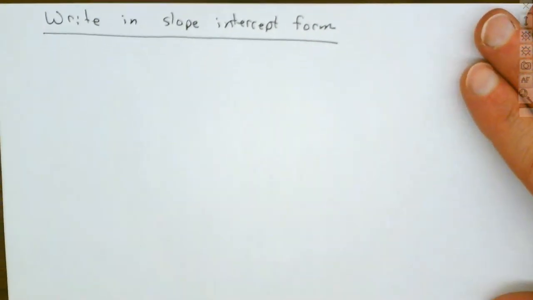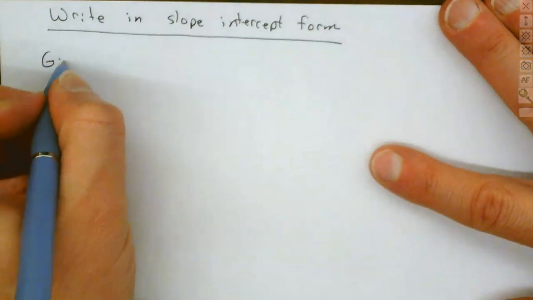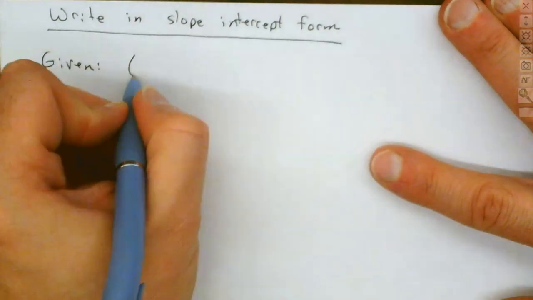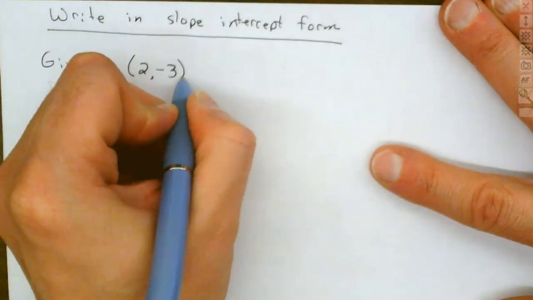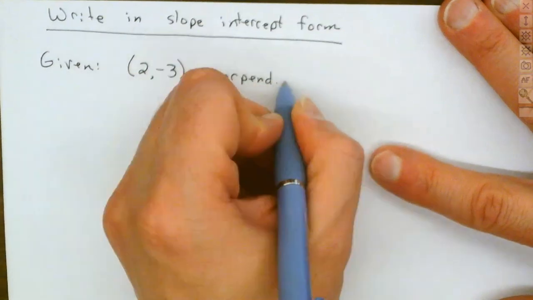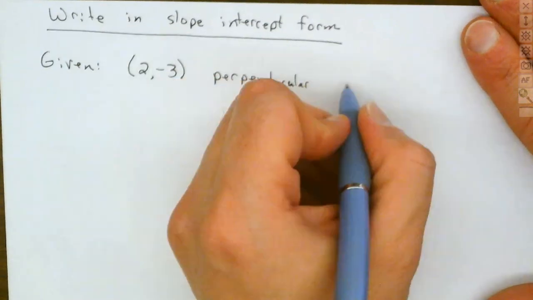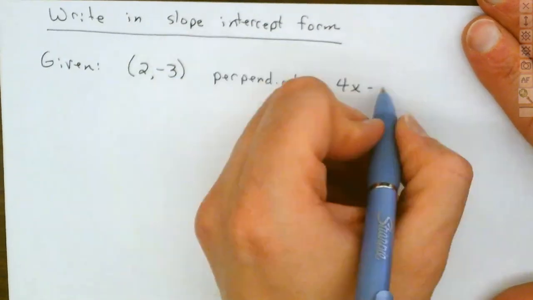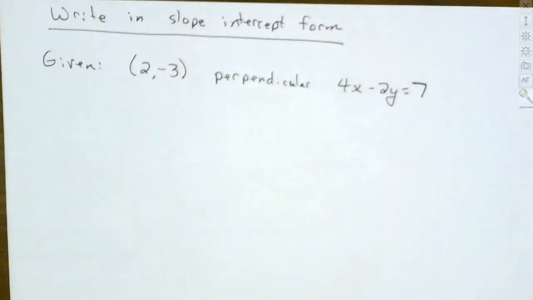And again, I'm going to give you a point, and I'm going to give you a line equation. So in this case, you're going to be given a point. How about 2, negative 3, and we want it to be perpendicular to 4x minus 2y equals 7. So this one, we're going to do exactly the same as the last one.